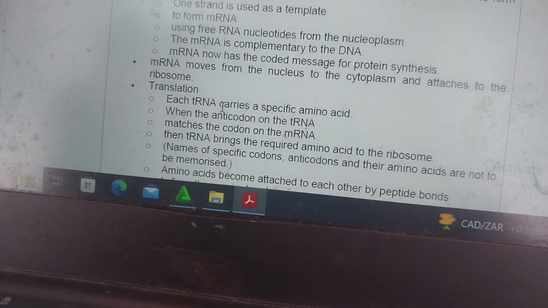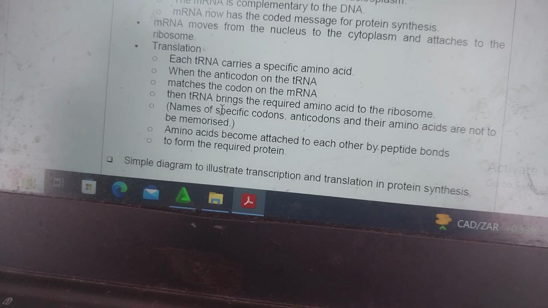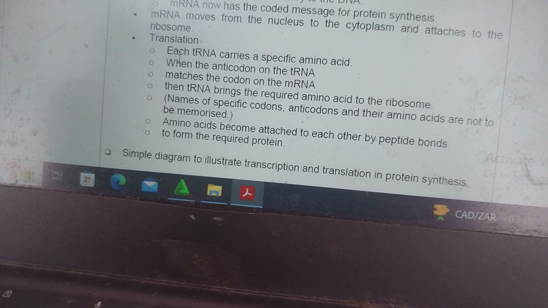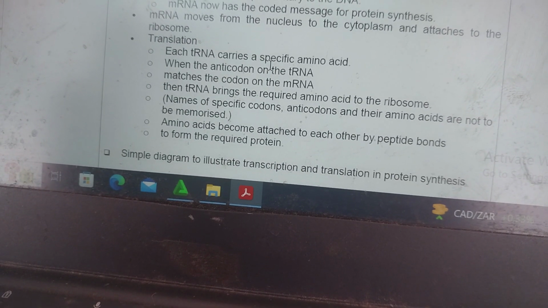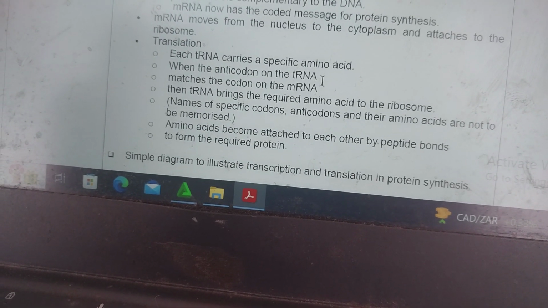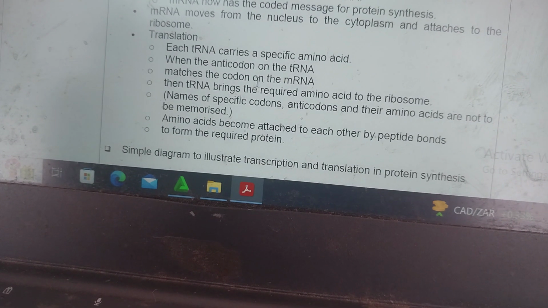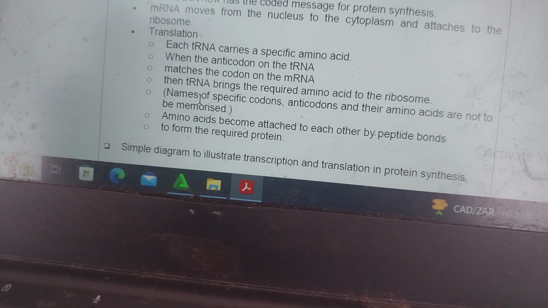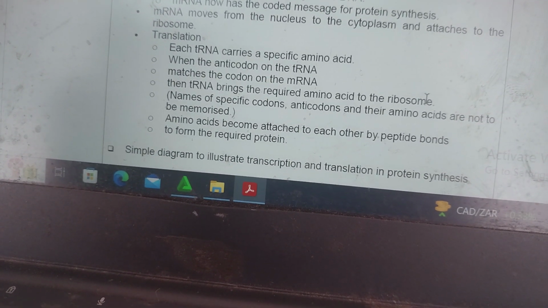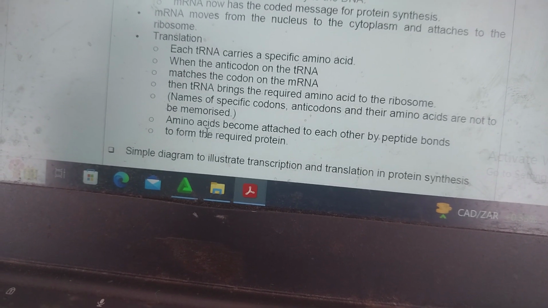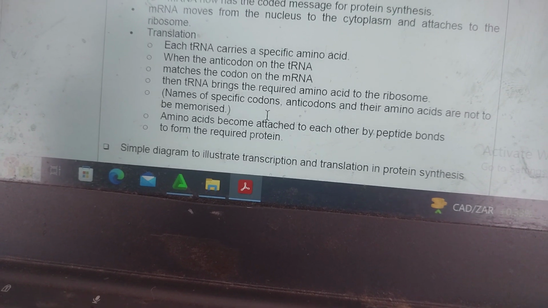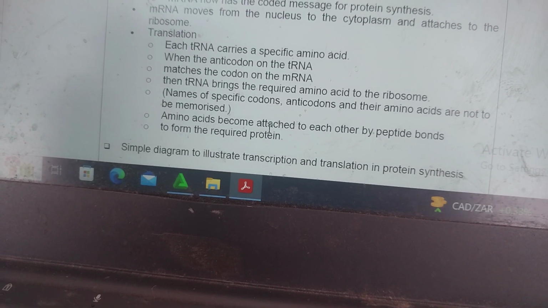Then translation involves the interpretation of what the messenger information has brought in, meaning that each transfer RNA will carry specific amino acids, and when the anticodon on transfer RNA matches the codon of messenger RNA, then the transfer RNA will bring the required amino acids to the ribosomes, and amino acids will become attached to each other by peptide bonds to form the required protein.